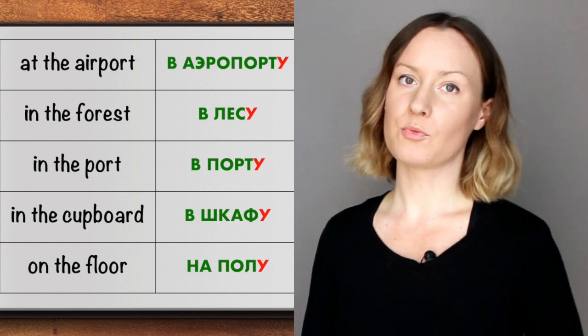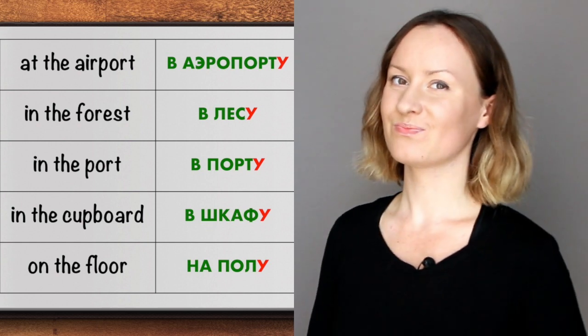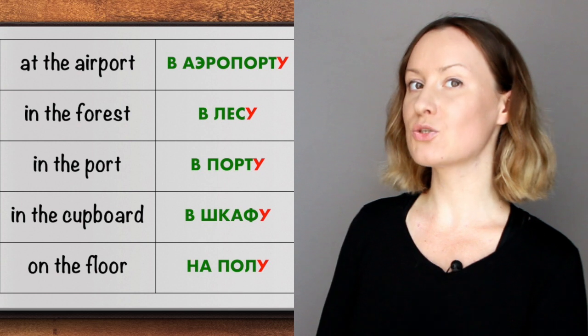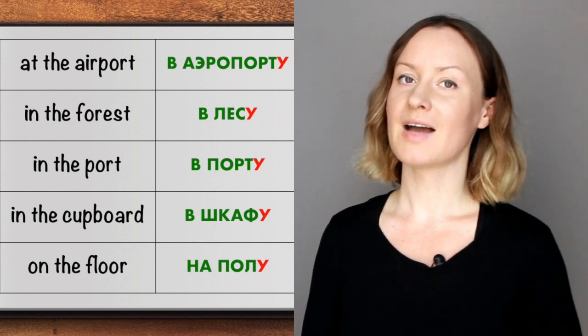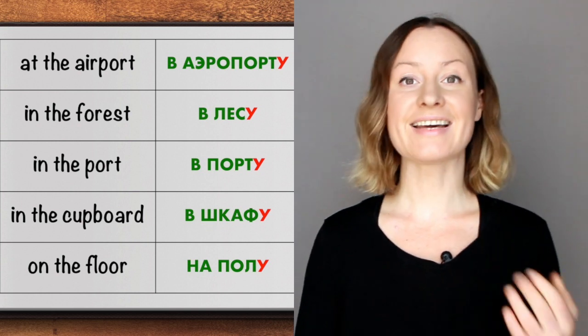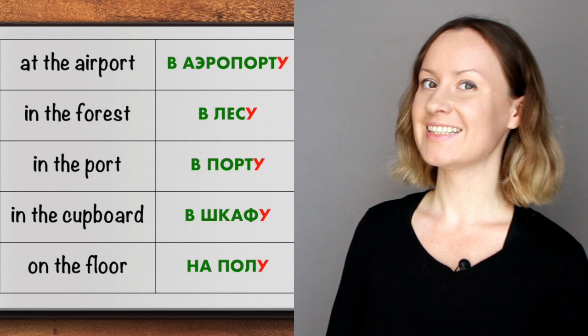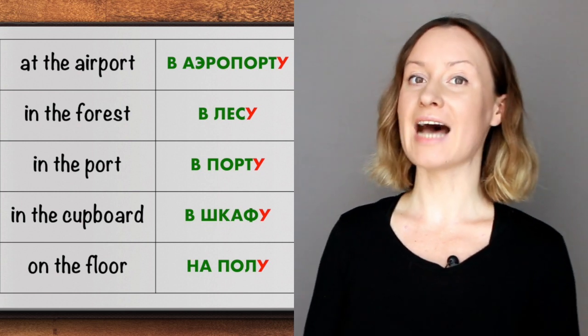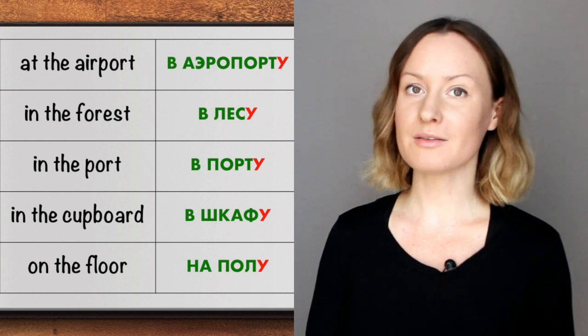In the airport would be в аэропорту. In the forest, в лесу. In the port, в порту. In the cupboard, в шкафу. And on the floor, на полу. But the last word is not the preposition в, but на.